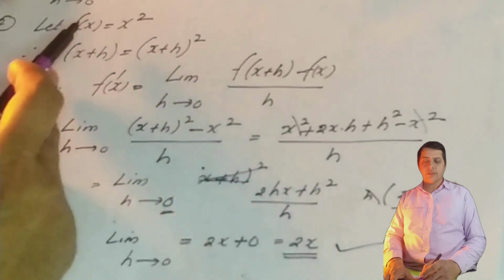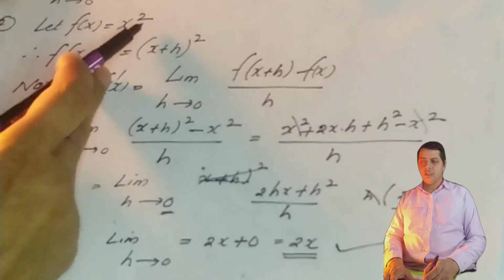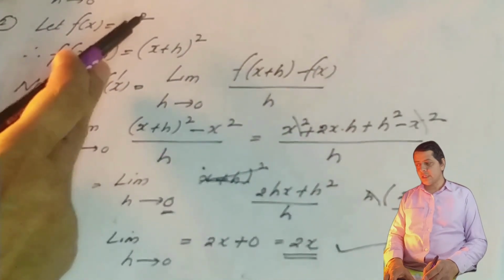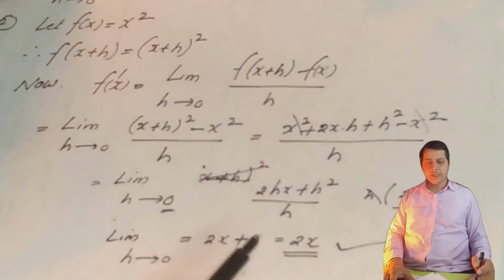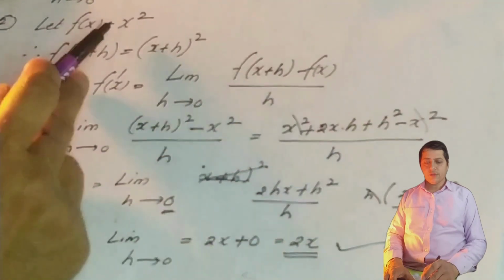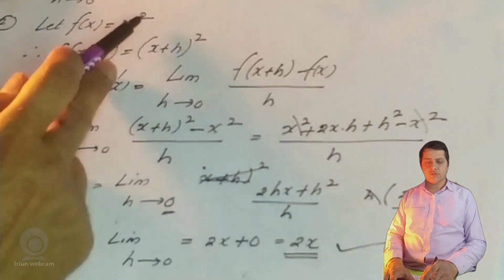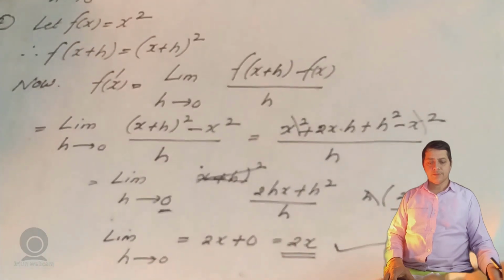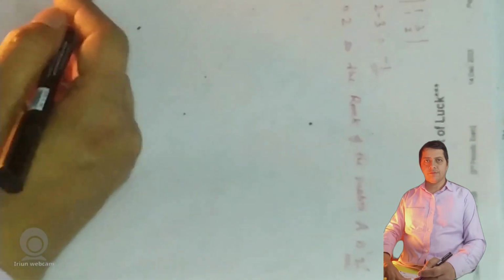When f(x) is equal to x square, the derivative from the first principle, or from the definition, is 2x. So wherever we get a function of x square, we get 2x. Okay, so let's go with the other one, my friends. That was the second one. Let's go with the next one.